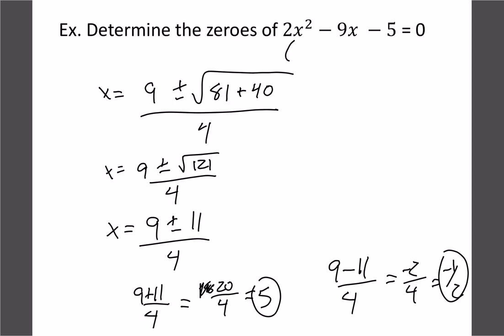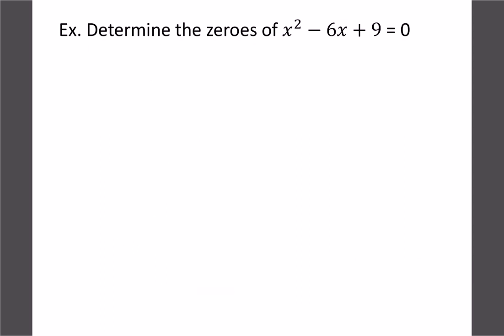So we could have factored this one. If we would have wanted to, we could have gone factor of 2x and 1x. We could have gone 5 and 1, and we would have had plus 1 and minus 5 would work. And then those would give us those exact same answers. So it's totally up to you whether you want to factor or use the formula.